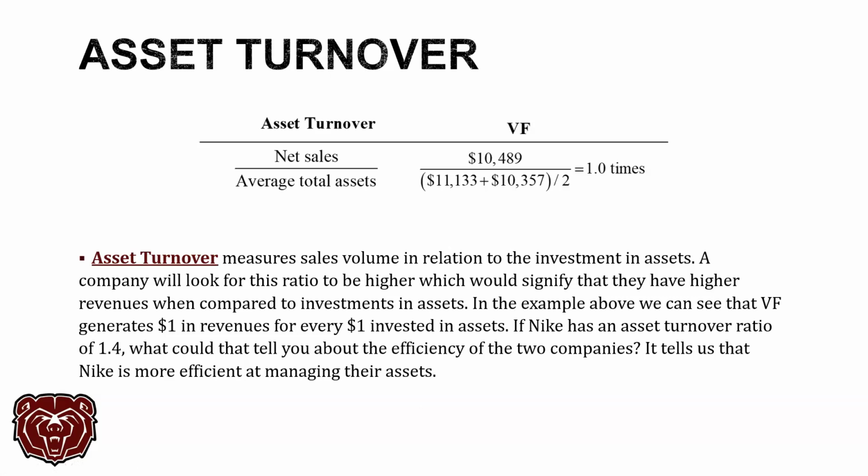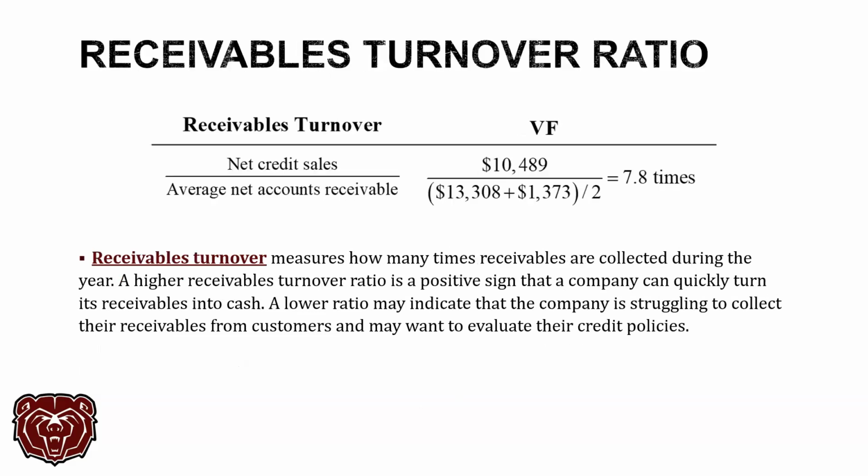Well, what if Nike's got an asset ratio of 1.4? What does that tell us about the efficiencies of the two companies? Well, it really tells us pretty quickly that Nike is more efficient at managing their assets than VF is. And again, this leads to more questions about, well, what kind of assets do they have? What are they classifying as assets? Can we go in the 10Ks, look in their notes and their disclosures? Can we look in their balance sheet and see how they're classifying assets, how they're depreciating assets, all of that good stuff. So the next one's receivables turnover.